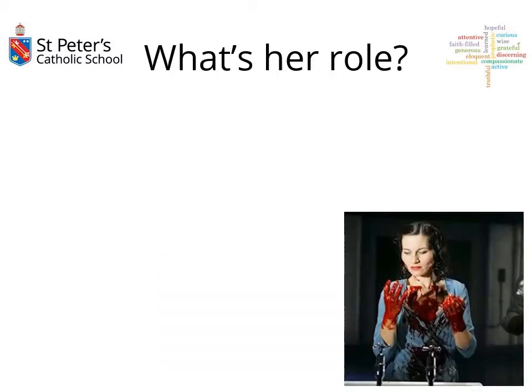So if we're talking about Lady Macbeth, we need to talk about what's her role in the play, what's her function, why has Shakespeare written this character? So firstly, she's a confidant to Macbeth. He can speak to her in a way that he can't speak to anyone else. It emphasises the strength of their relationship, particularly in that Act 1, Scene 5.